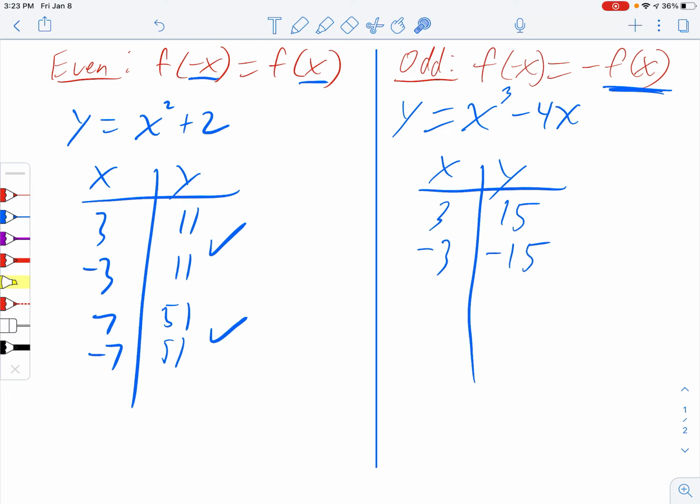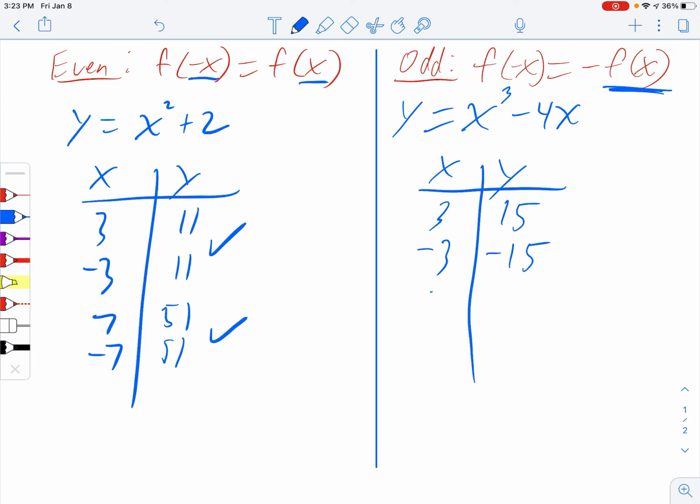So notice that when I did f of 3, I got 15. But when I did f of negative 3, I got the negative of that answer. That's what this equation says. So when you plug in opposite x values, you get opposite y values. That's what it looks like in English.